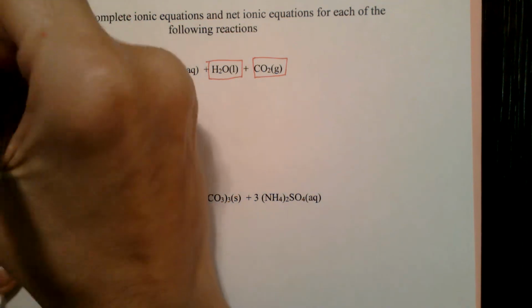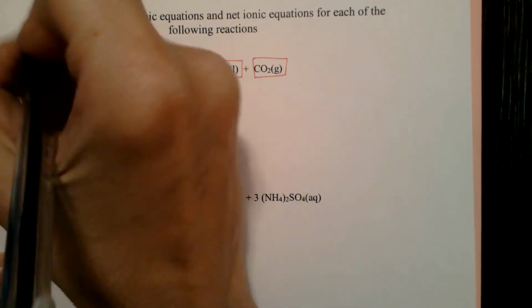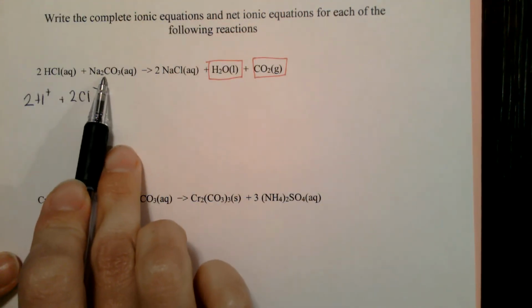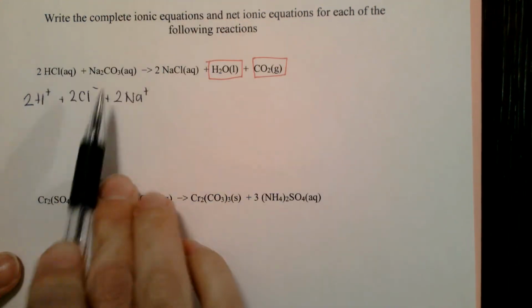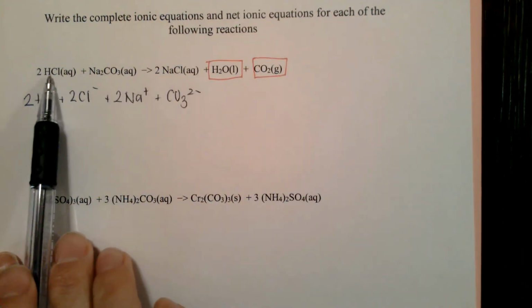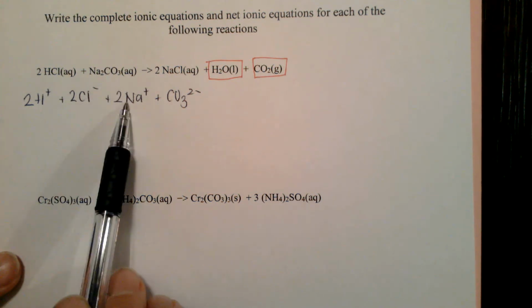Okay, so anything that's left, I'm breaking that apart into ions. So when I do this, this gives me 2H plus. This one here gives me 2Cl minus. That subscript 2 there tells me I have 2Na plus. And then I have my carbonate, which is CO3 2 minus. And so I have 2 hydrogens, 2 chlorides, 2 sodiums, and 1 carbonate.